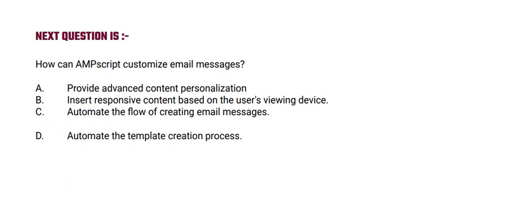Next question is, how can AMPscript customize email messages? Options are: option A, provide advanced content personalization; option B, insert responsive content based on the user's viewing device; option C, automate the value of creating email messages; and option D, automate the template creation process. The correct option is option A.